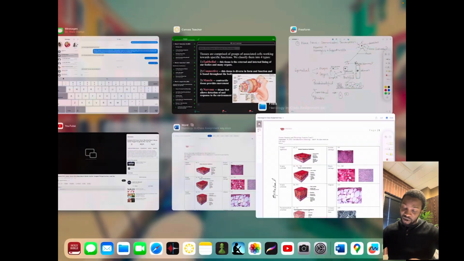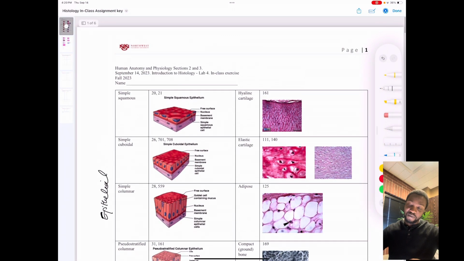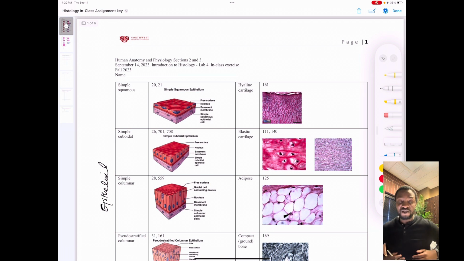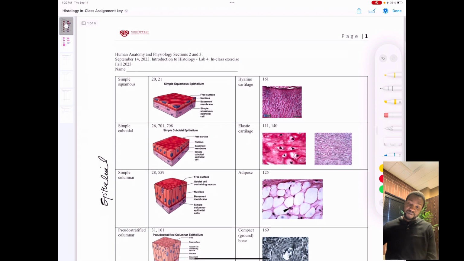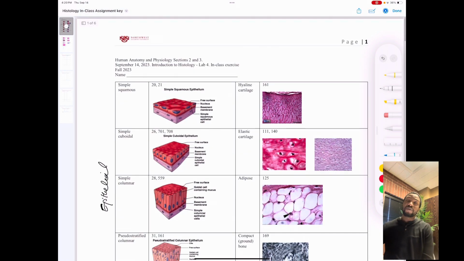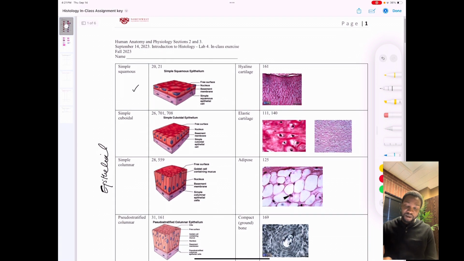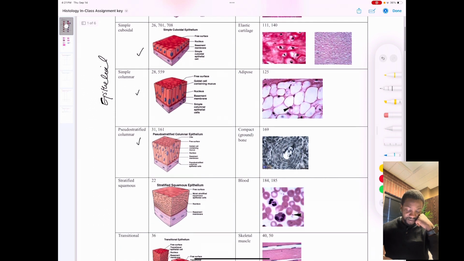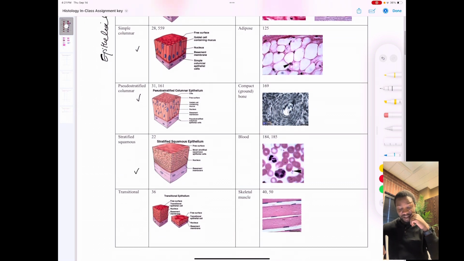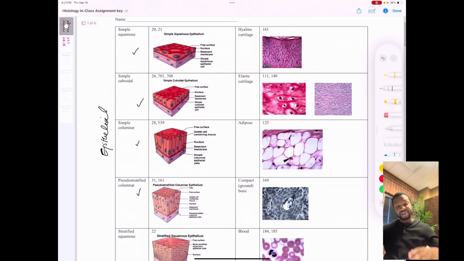I think I have the document here. Here's the document I posted. Please use this document to your advantage. I put pictures there so that it can help you. For you guys, it's just a study guide, but I'm going to give you points for creating your own study guide. So here we've got simple squamous, simple cuboidal, simple columnar, pseudo-stratified columnar, stratified squamous, and transitional. These are your different types of epithelial cells.